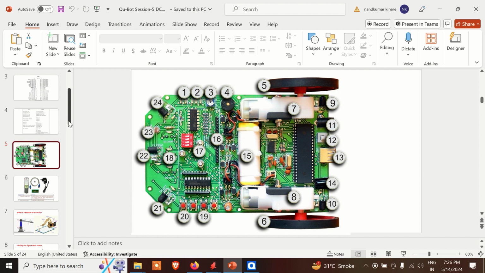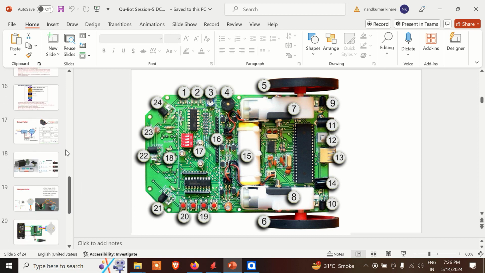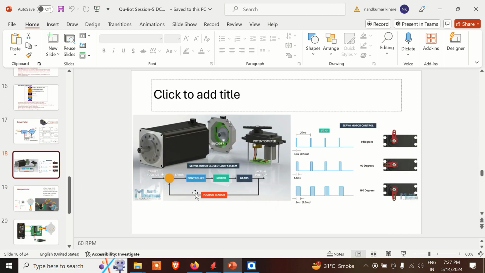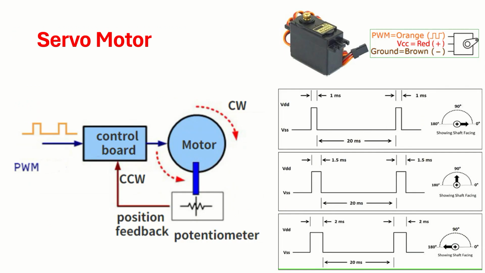Other than these two DC motors, there are a few more motors, though they are not provided on the board. However, just for understanding, let us discuss two more motors. One is called servo motor. As we have discussed in the types of motors, servo motor, you can see it is a 3-pin connector.